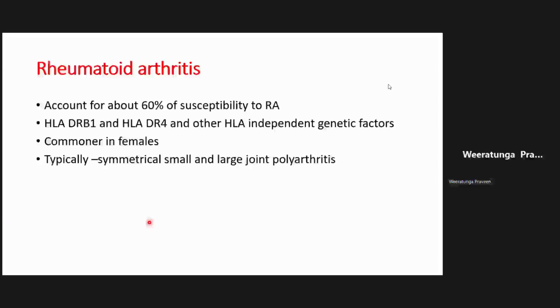Again, like in most inflammatory joint diseases, this is commoner in females. And we talked about this in the long case. Rheumatoid arthritis typically presents with a bilateral symmetrical small and large joint polyarthritis. It's an inflammatory polyarthritis disease, and there is often symmetrical involvement in the small and large joints.